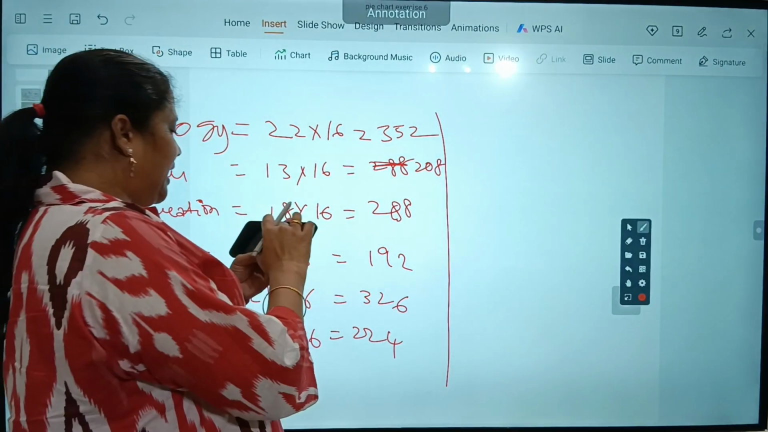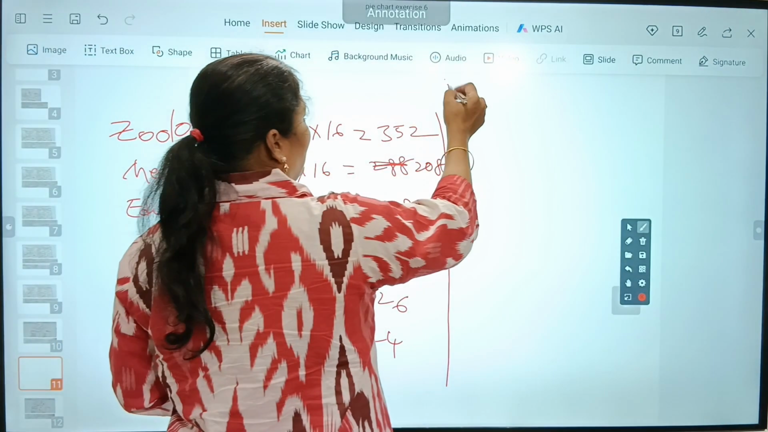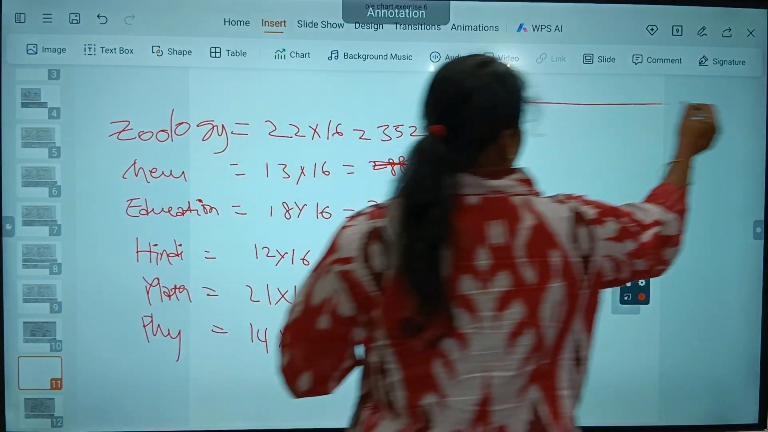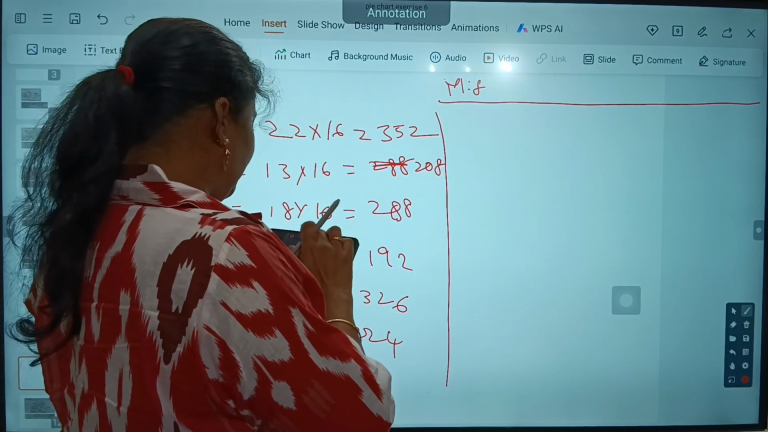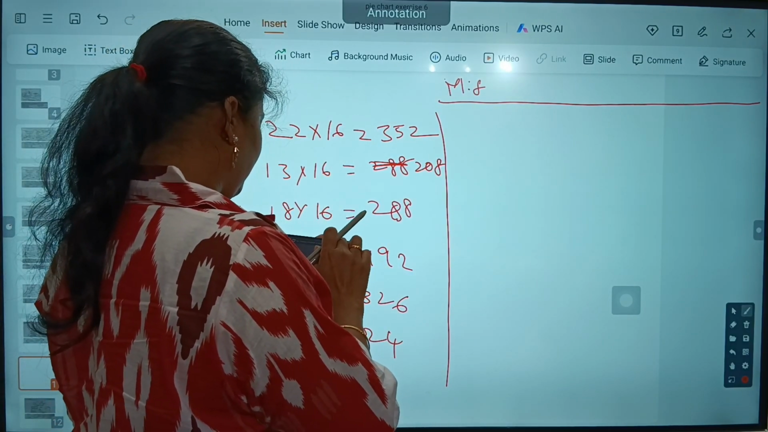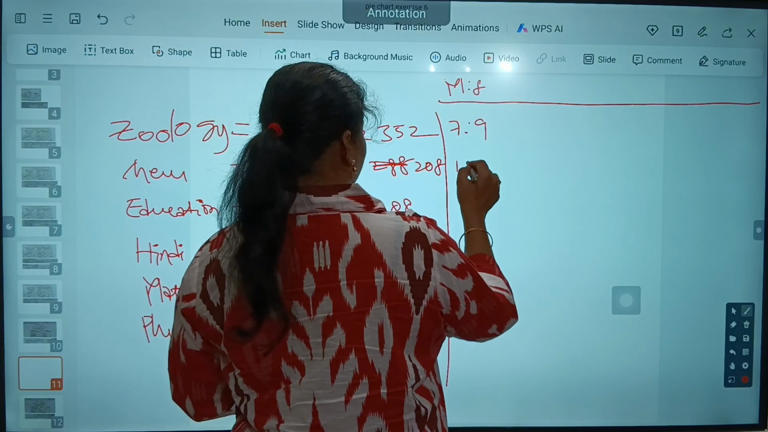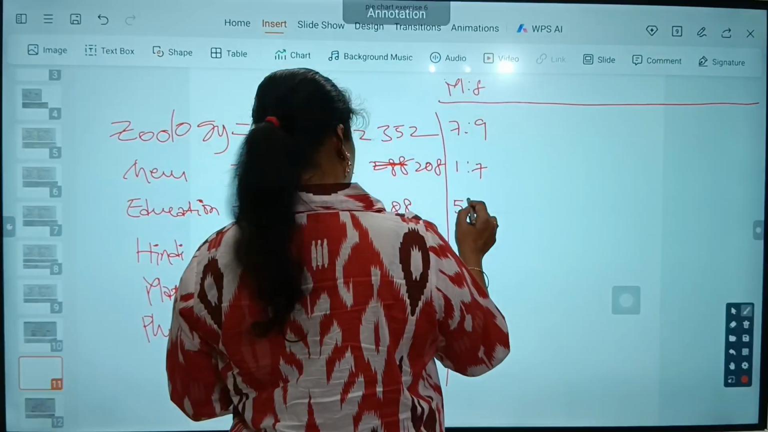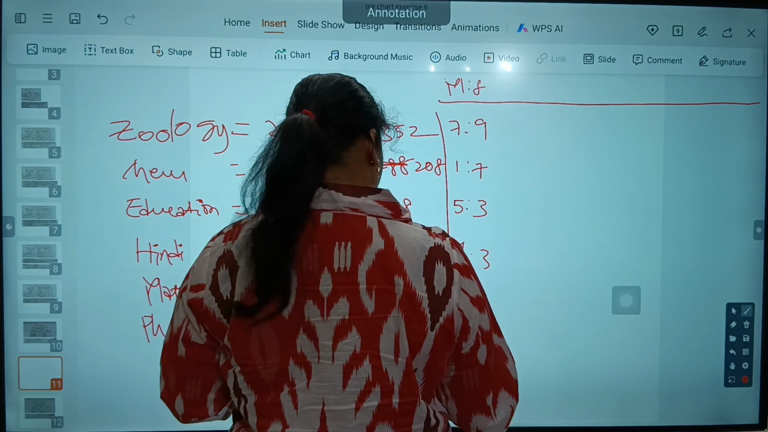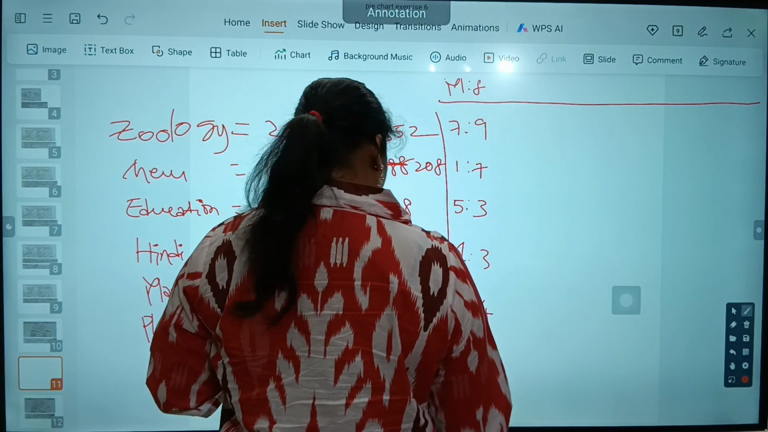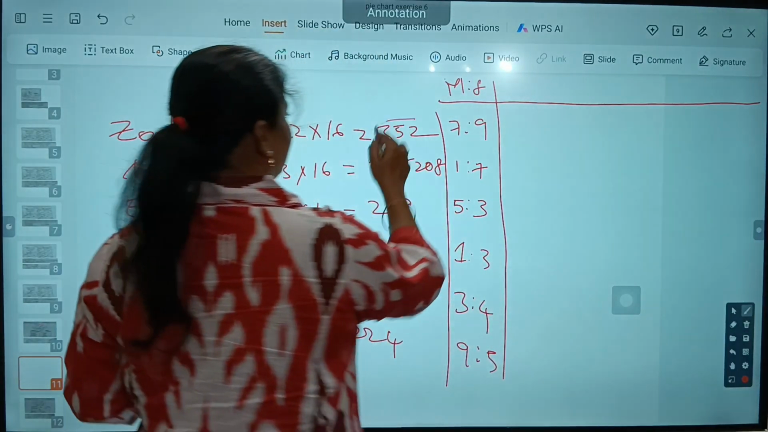Now we have to make the ratio of male lecturers and female lecturers in each subject. Okay, male to female we will make. This is another chart. As per this chart, zoology is 7:9, chemistry is 1:7, education 5:3, Hindi 1:3, and math 3:4. Finally physics 9:5.